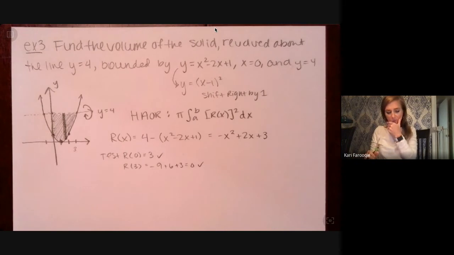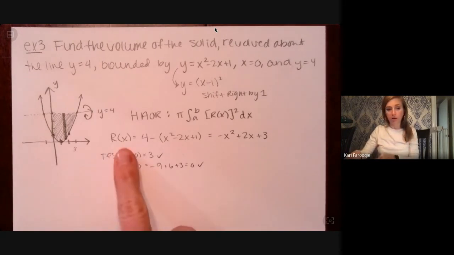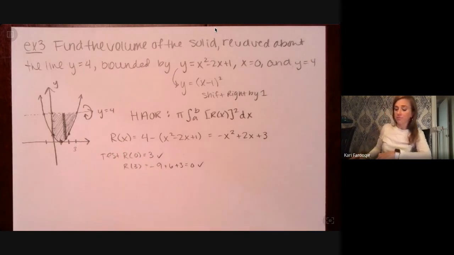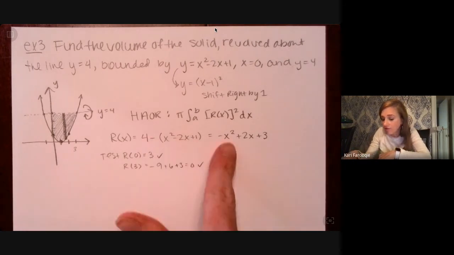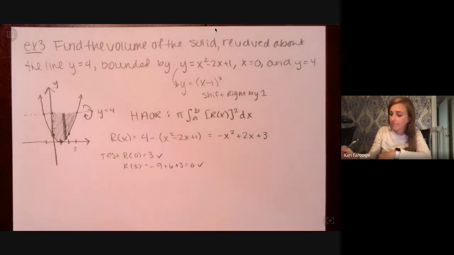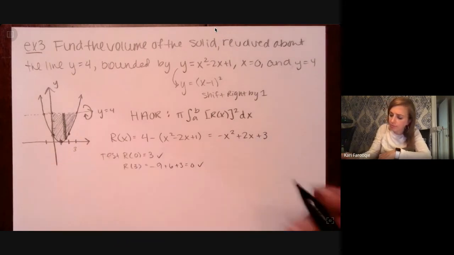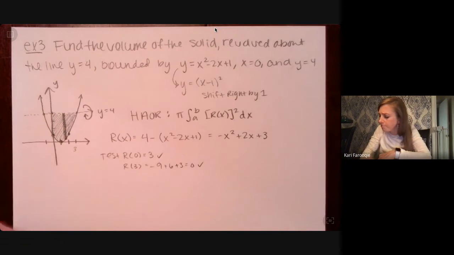Okay. All right, but now we're good to go because now we know our radius function. Actually, we're kind of good to go. Remember that we have to square the radius function, and this is a trinomial. But that's fine. No big deal. It's all good.